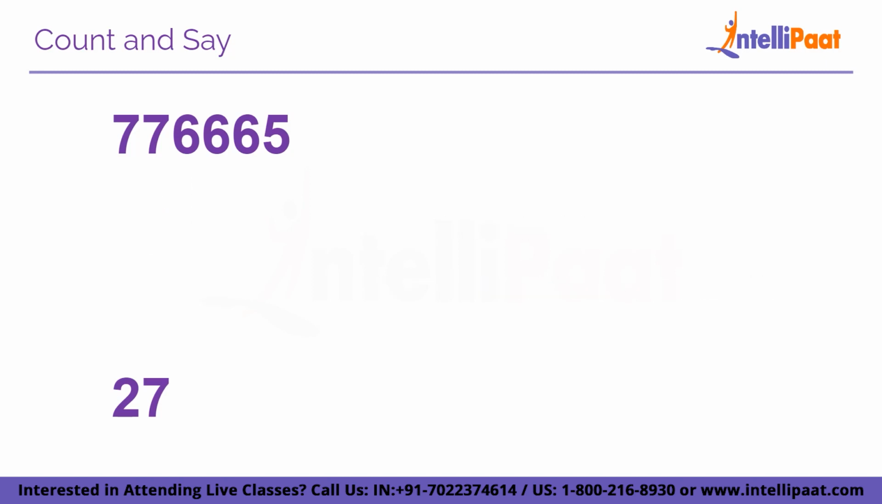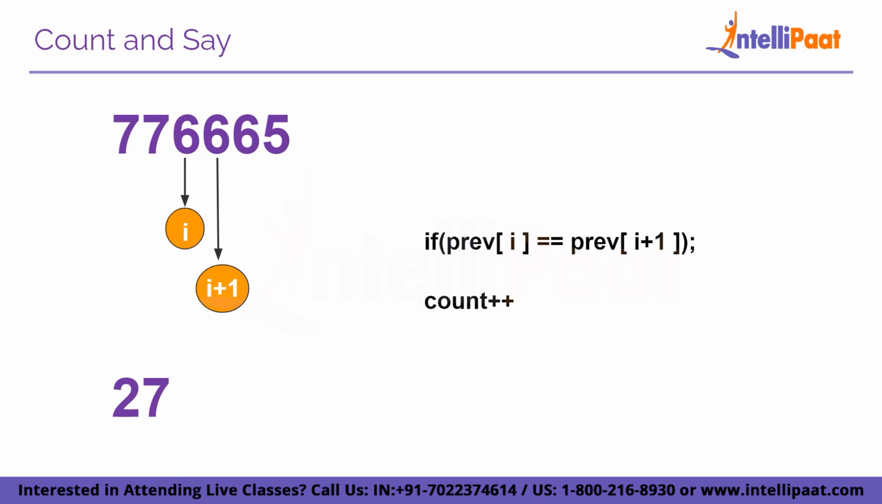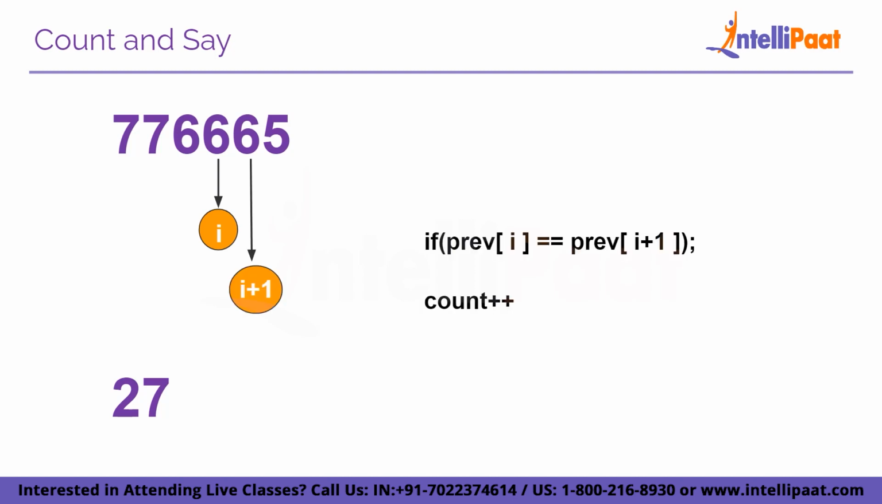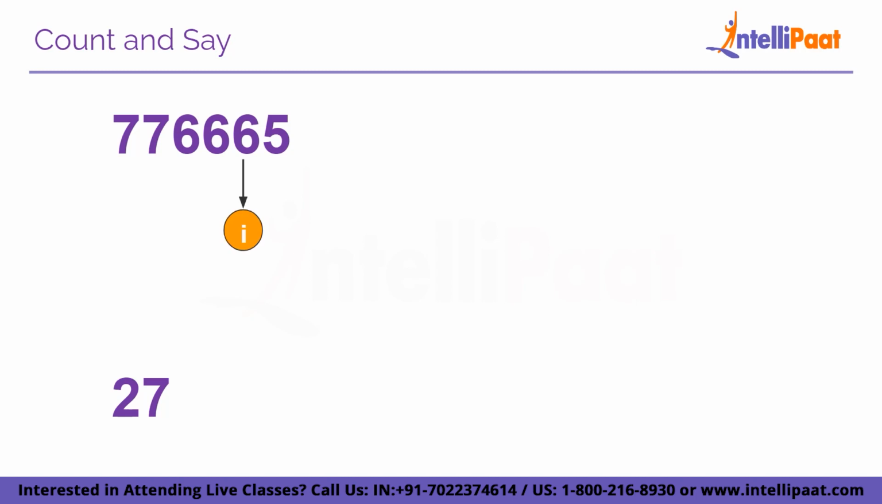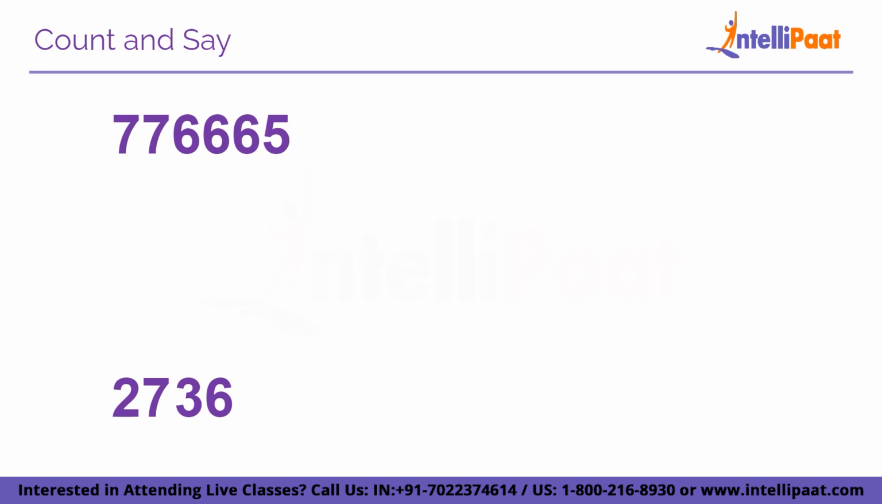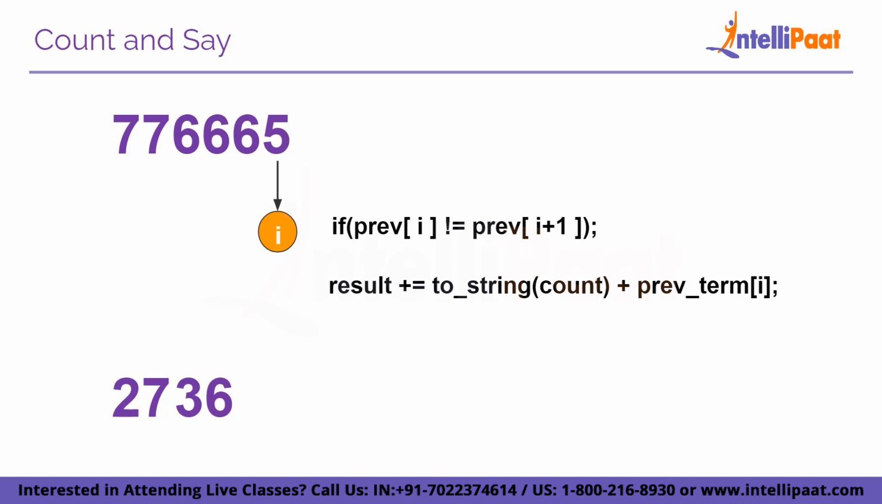Now moving forward, we can see that the digits are same, so we will simply count plus plus and move. Here also the digits are same, so we will do count plus plus and move. Here the digits are different, so we will add this to the result. That is, till here it is 2736. Now here the loop reaches the end, so it adds 15 to the result. At this point it becomes 273615. I hope we are clear with the question.